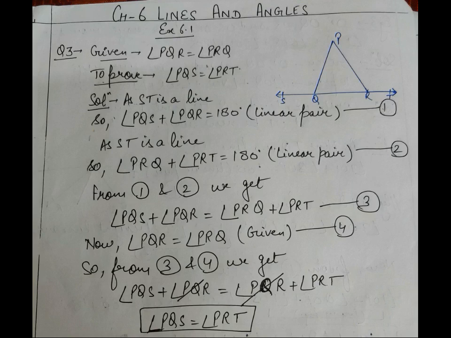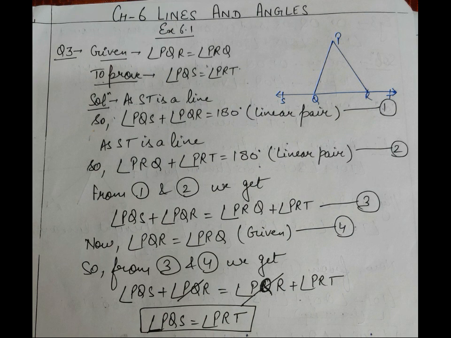Today we will be discussing some questions from exercise 6.1. So here is question number 3. Now question number 3, as you can see in the book, it is given to us that in the figure, angle PQR is equal to angle PRQ. Then prove that angle PQS is equal to angle PRT.